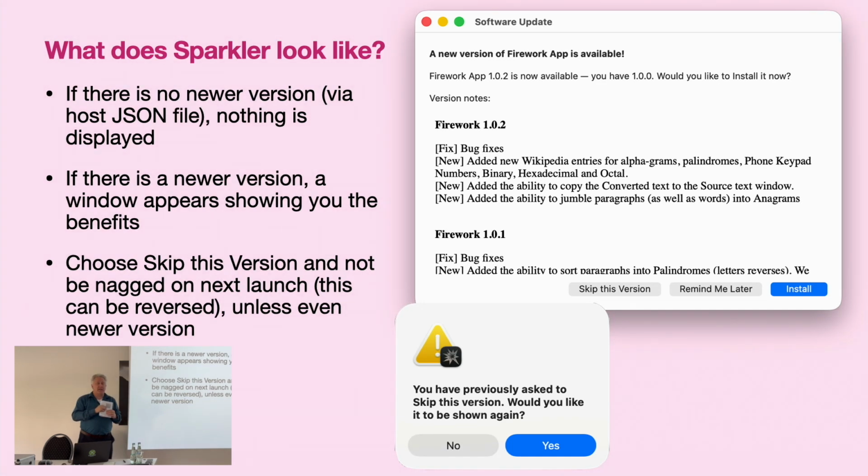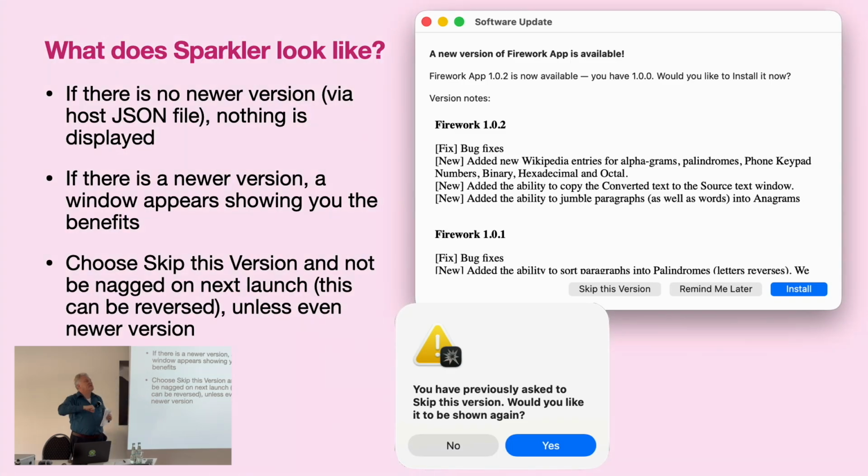If you choose to skip it, behind the scenes it's going to write that version number into a file, append it to a file in your application data directory, so that next time you launch the application, it's not going to go, hey, version 2 is available, do you want to download it? And you go, I just told you last week not to do it. Now that can actually be reversed.